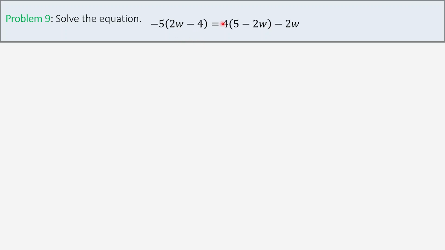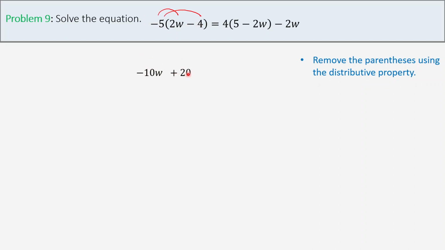Let us solve this equation. First, remove all these parentheses by using the distributive property. Negative 5 times 2w is negative 10w. Negative 5 times negative 4 is positive 20 is equal to 4 times 5 is 20. 4 times negative 2w is negative 8w. Negative 2w. Now simplify. You can combine these two terms. Negative 10w plus 20 is equal to 20. Negative 8w minus 2w is negative 10w.